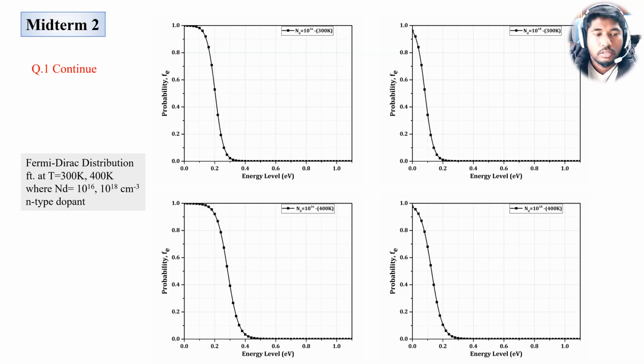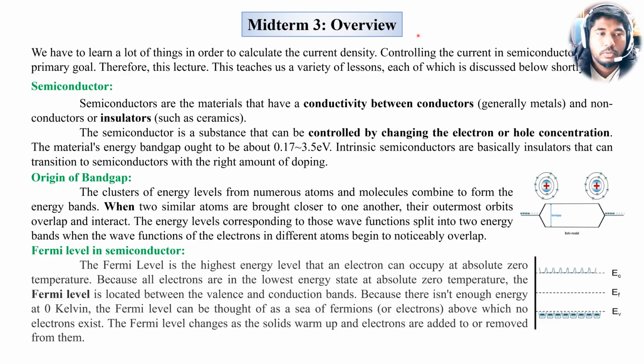And now, the midterm 3 overview of this lecture. We have learned a lot of things in order to calculate the current density. Actually, our final goal is to understand how to calculate the current density for semiconductor, and controlling the current in semiconductor is our primary goal. Therefore, this lecture teaches us a variety of lessons, each of which is discussed below shortly.